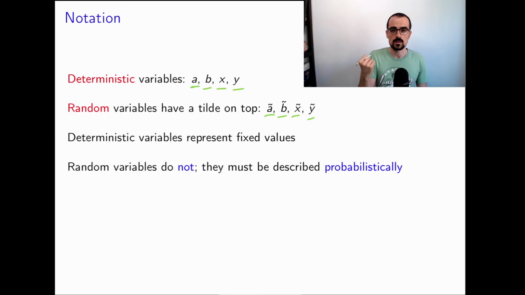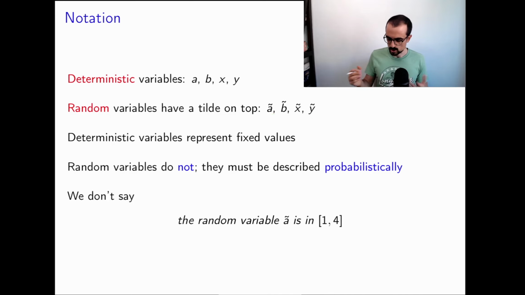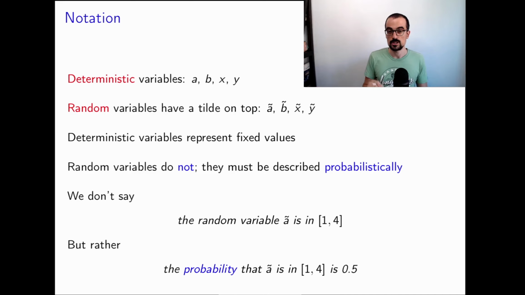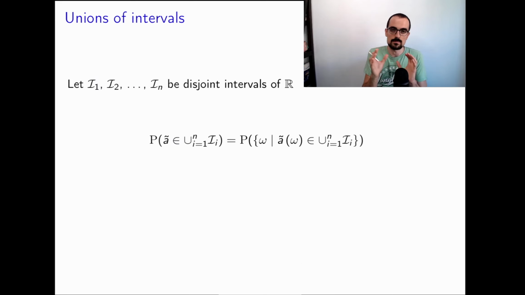The way we talk about random variables is probabilistically. We don't say, oh, the random variable is between 1 and 4. What we say is the probability that the random variable belongs to the interval between 1 and 4 is 0.5. Notice that now I'm not saying the probability that it's equal to 2 or that it's equal to 3.4, because those probabilities are actually going to be 0 because of the reason that we explained before. So we again only talk about the probability that the random variables belong to intervals.